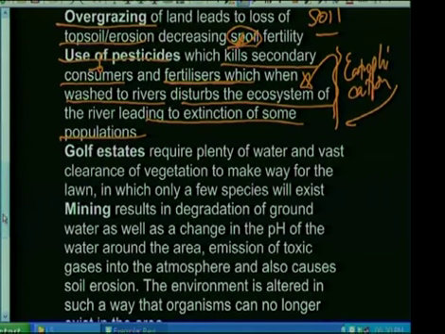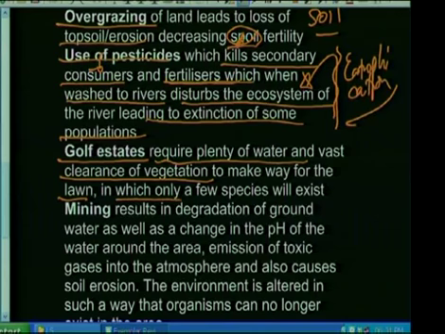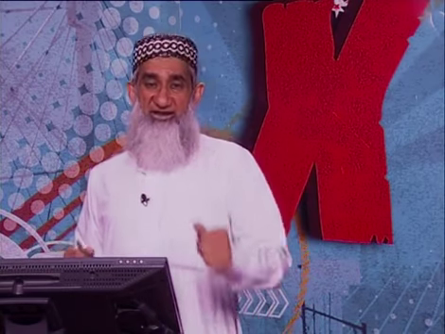Then we go to the sporting arena, where golf estates are built, and this requires lots of water and vast clearance of vegetation. That means you've got to get rid of lots of plants in that area to create these nice greens that the golfers want to putt on, to make way for lawn in which only a few species will exist. So we have also destroyed the habitat of many organisms in this way. And we're going to build a golf club, a restaurant, we're going to draw pavings going through there. All of these things have a negative impact on the habitat.